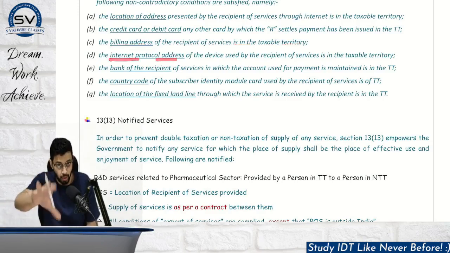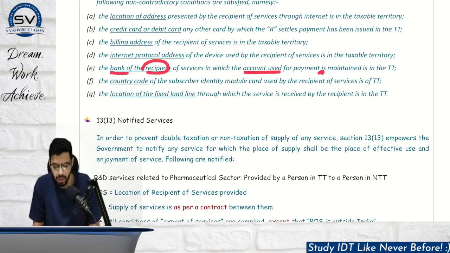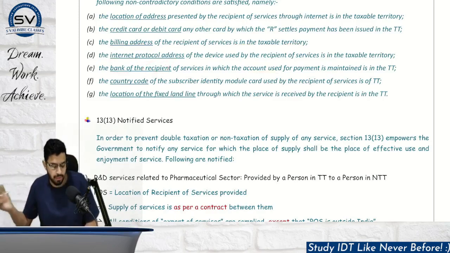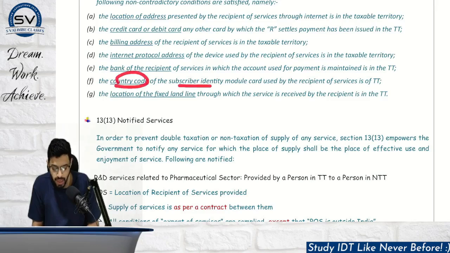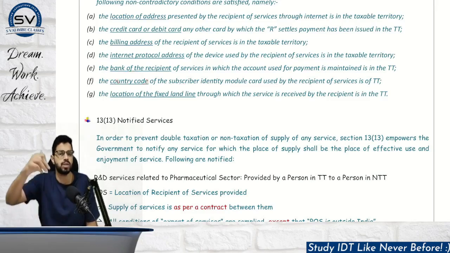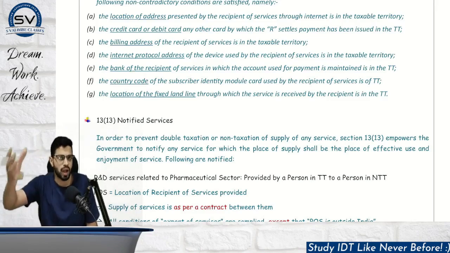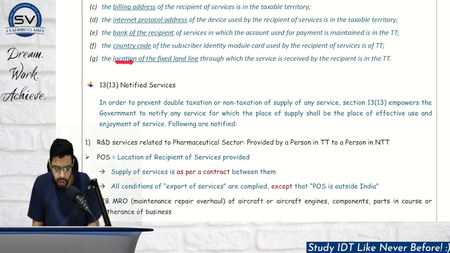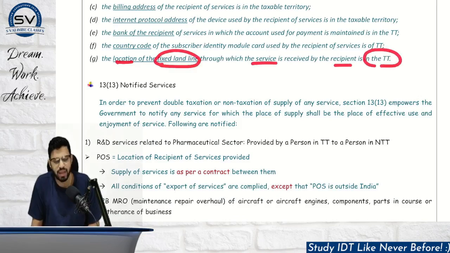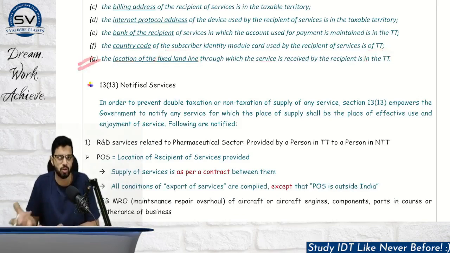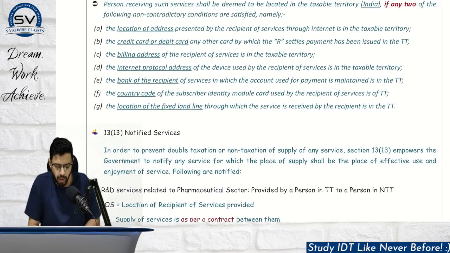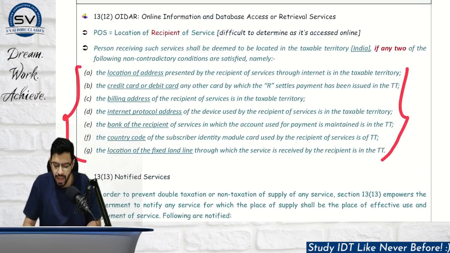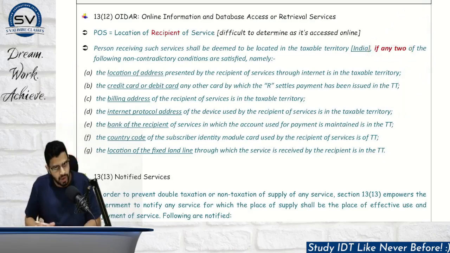Internet protocol address through which I access this online book is in India. Bank of the recipient through which payment is made is in India, let's say the HDFC bank which I used. Country code of the subscriber identity module card: let's say I'm using a mobile number with the +91 country code, so that shows I'm in India. The location of the fixed landline through which services are received is in the taxable territory. Normally this is not used in today's time, but theoretically you have to learn it. So focus that any two should be satisfied, then it shall be assumed to be in India.